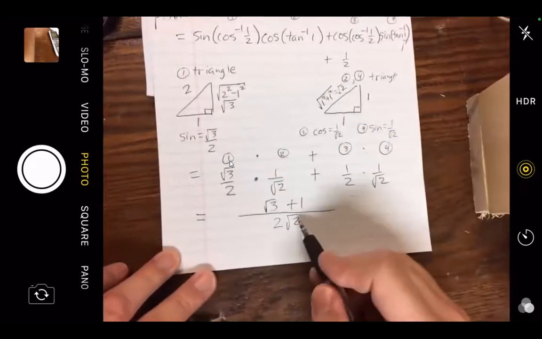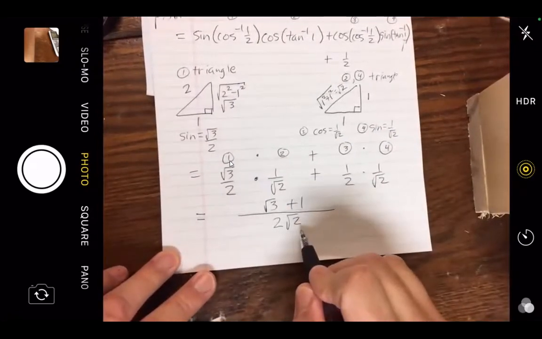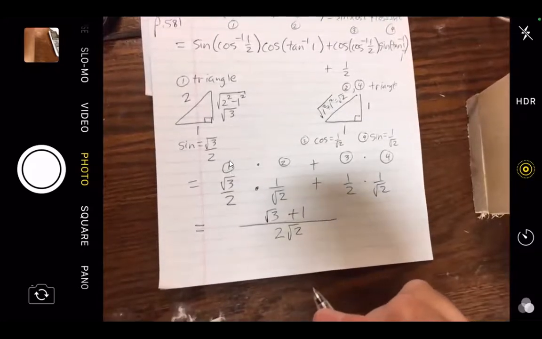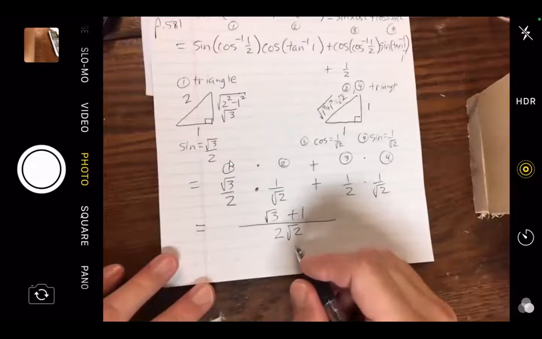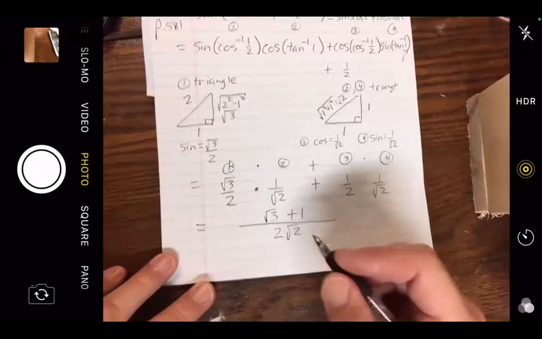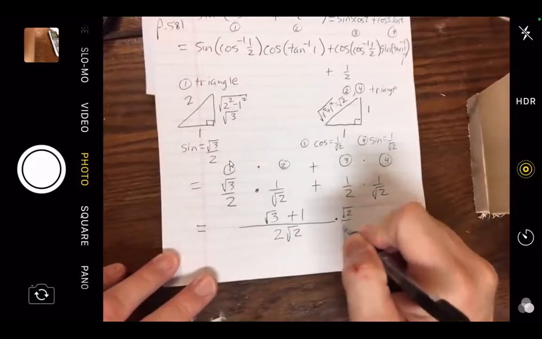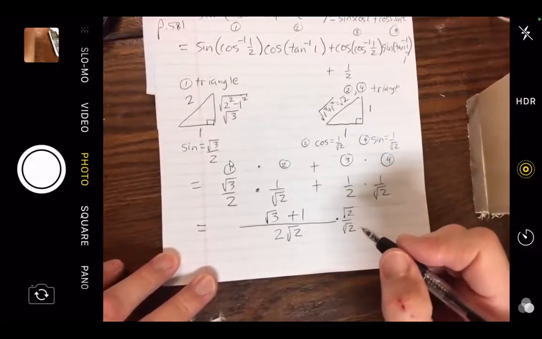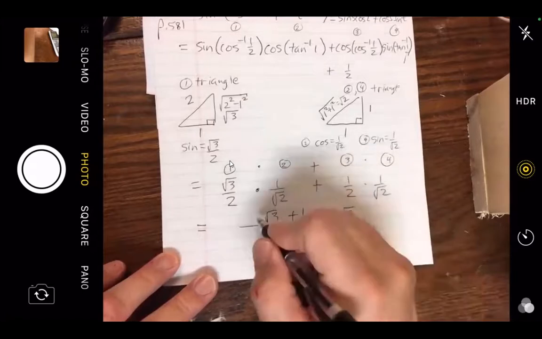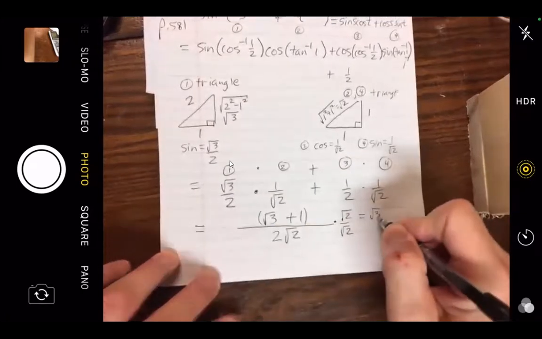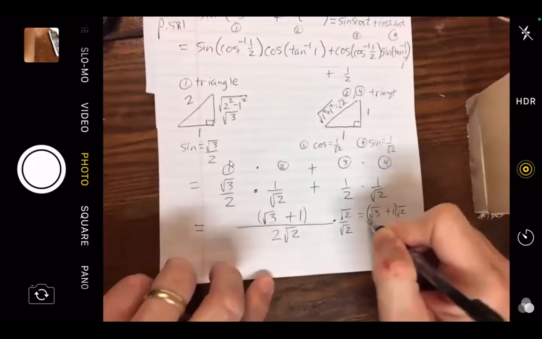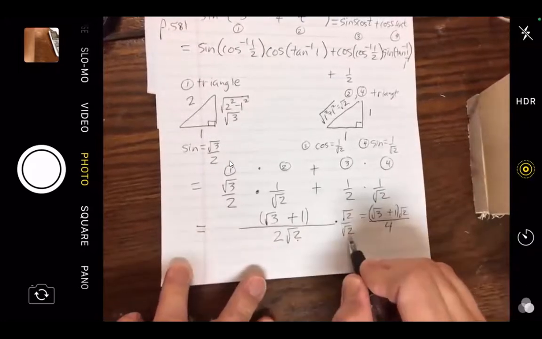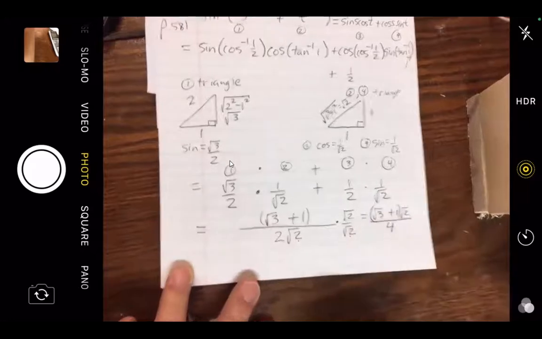Now, they might like this answer, or they might want this rationalized, get that root 2 out of the bottom. I don't know. Do you want to see it rationalized just in case they want that form of it? Sure. Well, you need to multiply by root 2 over root 2. So then you would have, in parentheses, root 3 add 1 times root 2. Bottom, you'd have 4. Your root 2 times root 2 is 2, times that 2 makes 4.